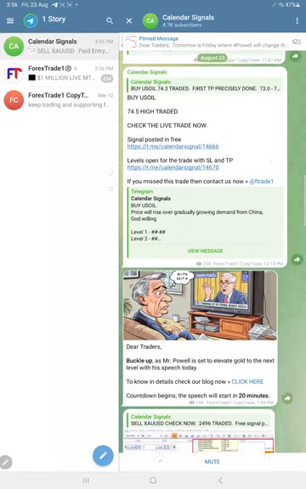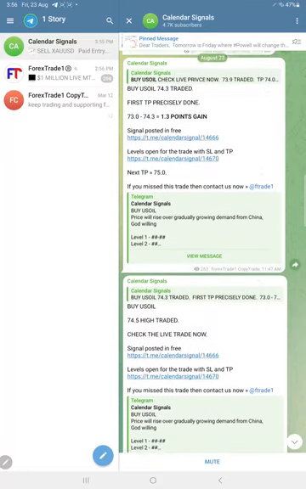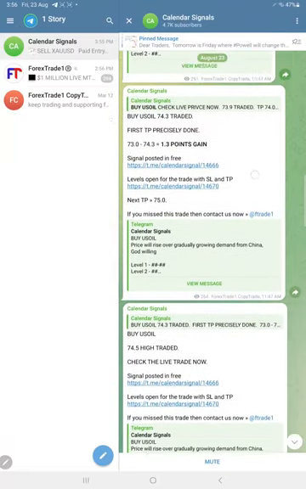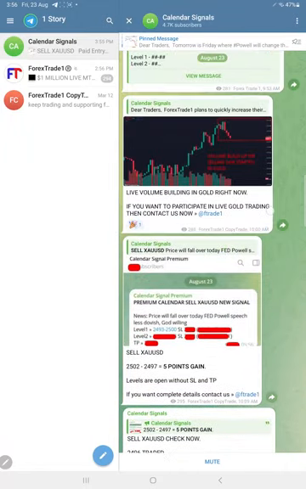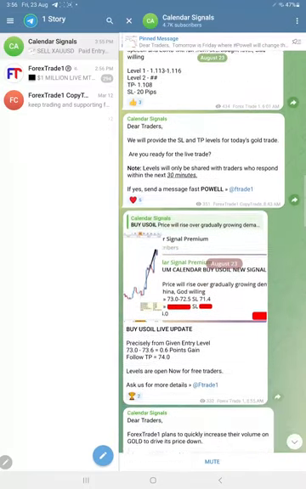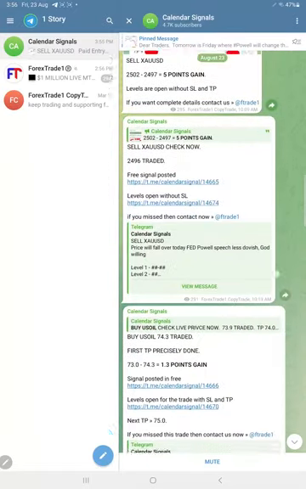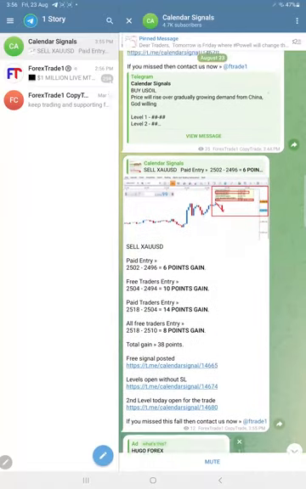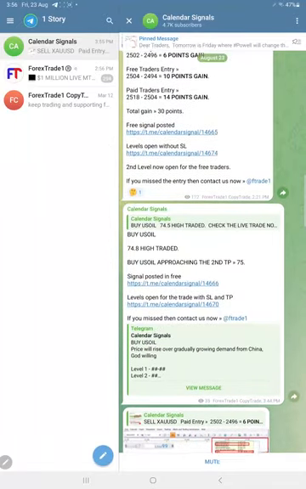And euro USD, here we updated US oil profit, which is 1.5 point gain on US oil. And euro USD, no update yet because the level is not activated. Or if it is SL hit also, end of the day we are updating on this channel that so and so signal SL hit like that.